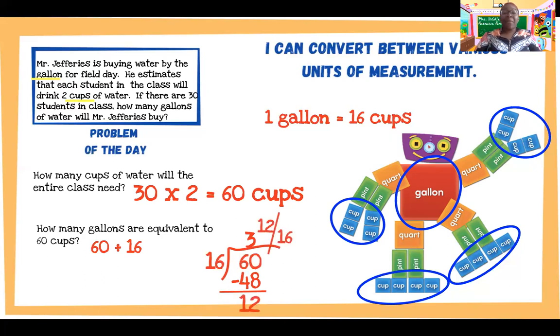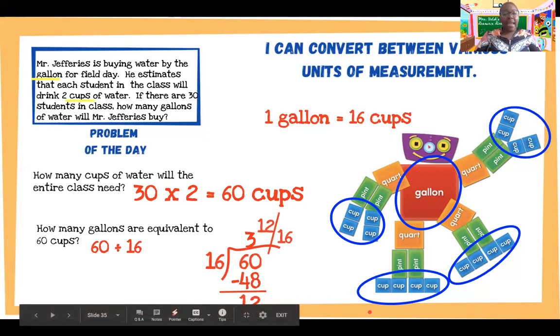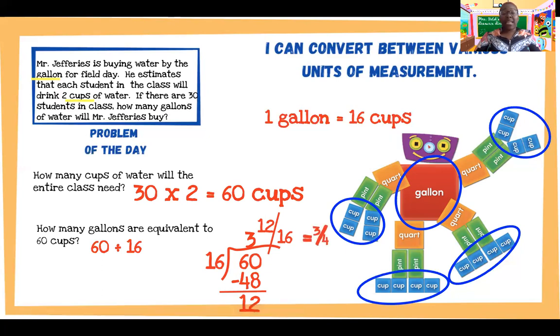And because we have a remainder and we are in 4th and 5th grade, we turn that remainder into a fraction. And so our answer is that 3 and 12/16 gallons is equal to 60 cups. Can we simplify this fraction? We absolutely can. 12/16 is equal to 3/4 because 4 goes evenly into each of these numbers.